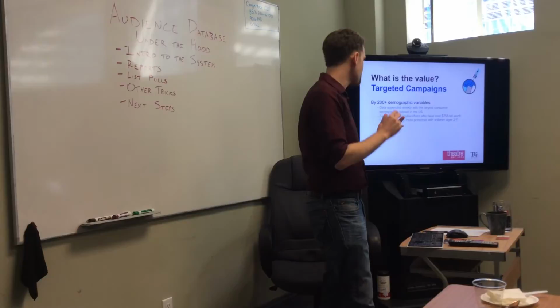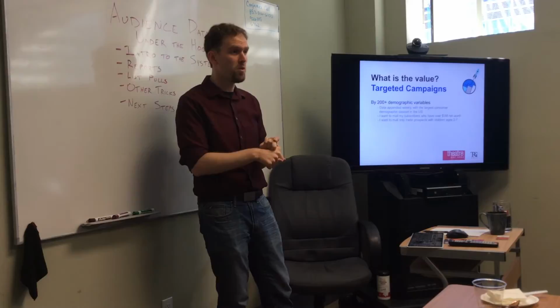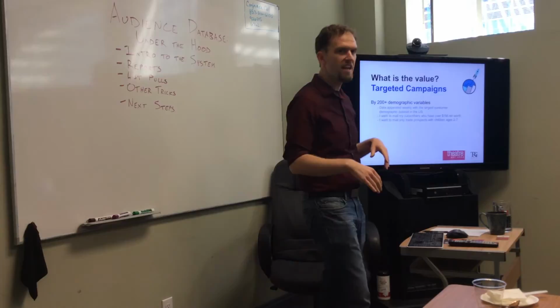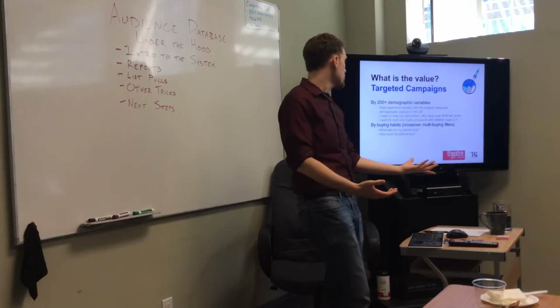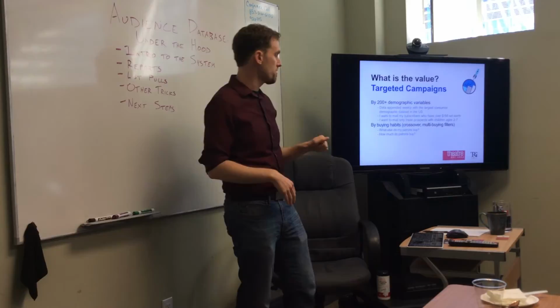I'll talk about ways you can use it later, but you can use it to mail to people who have a certain net worth or household income. You can use it for children of certain ages. If you have a summer camp, really valuable. You can also look at buying habits, crossover with other companies, multi-buyer. We'll look at those later. And you can look at zip codes.